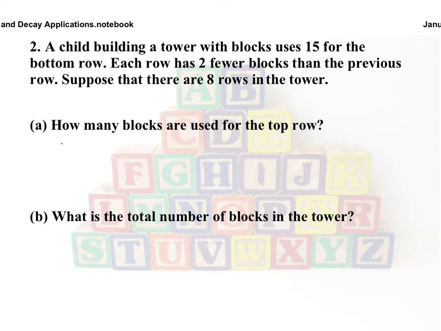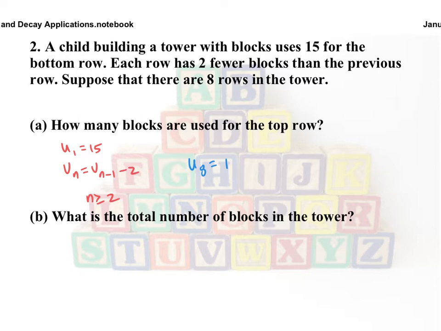So we could say that u sub 1 would equal the first row, or the bottom row, and that would be 15. And then u sub n would be equal to u sub n minus 1. Now this is 2 fewer blocks, which means that this is an arithmetic sequence, which means we just simply subtract 2 every time. The domain is that n is greater than or equal to 2. If we're looking for how many blocks are in the top row, that would be considered the 8th row, so we are simply going to go to our table and look at u sub 8. What I get is 1 block remaining in that last row.